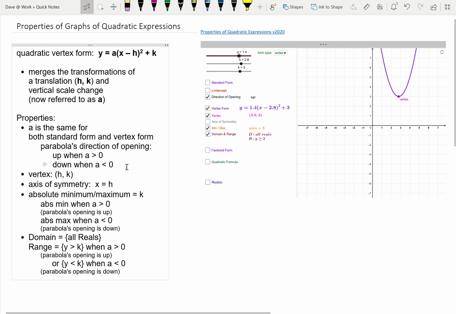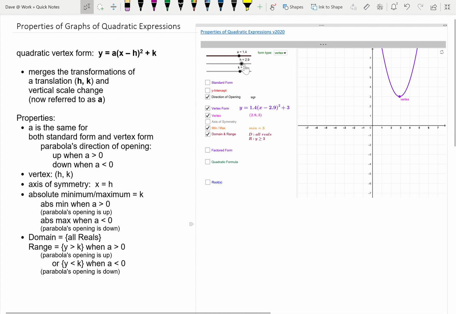So let's recap one more time all the properties of the vertex form. First off, the a is the same a in both the vertex form and the standard form. So it can tell you what direction, going up or down, the parabola is opening. It can also tell you the width. The h and k are critical because they tell you so many other properties, the most important one being the vertex.